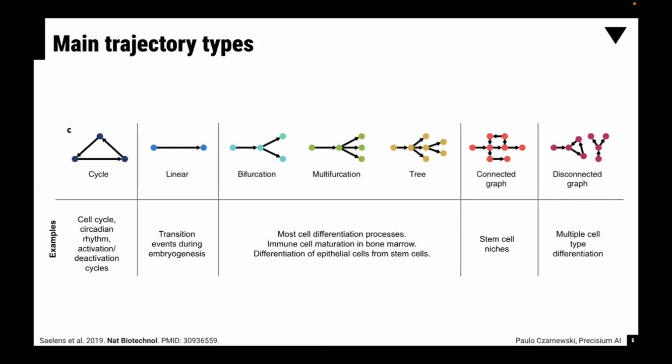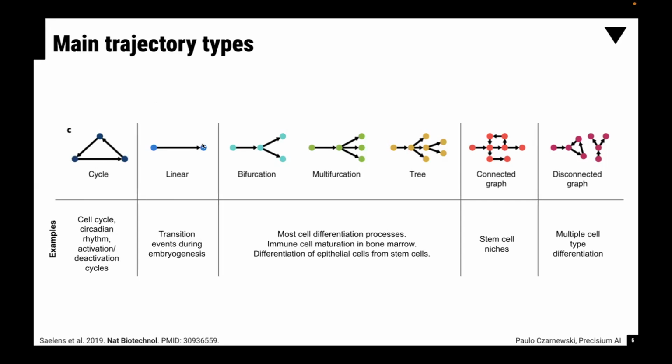One of the most important things when choosing a trajectory method to use is trying to identify which trajectory types are in your data set. So here I'm just exemplifying a few. For example, you have the cell cycle, such as cell division, cell proliferation, circadian rhythm, which always show a cyclical pattern, or activation and deactivation cycles in some cell states. So it's a process that is usually represented by a cycle.